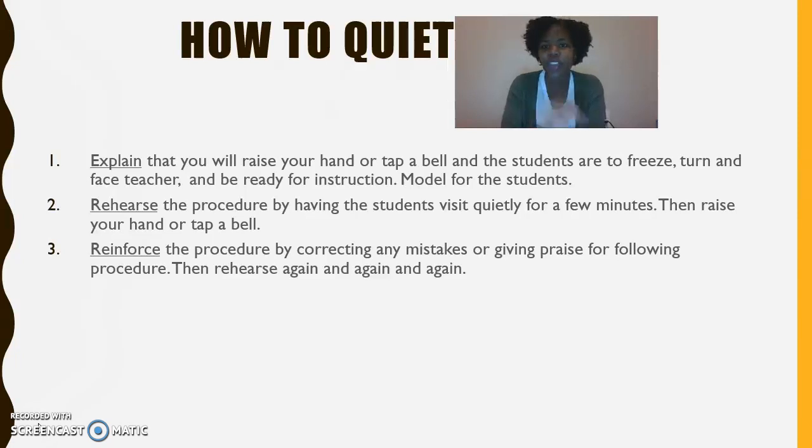So I'm going to go ahead and model. We're going to practice. And then two says you're going to rehearse the procedure by having students visit quietly for a few minutes and then raise your hand or tap the bell. Ding, ding, ding. And then three, reinforce the procedure by correcting any mistakes or giving praise for following the procedure. Then rehearse again and again and again until it is done perfectly.